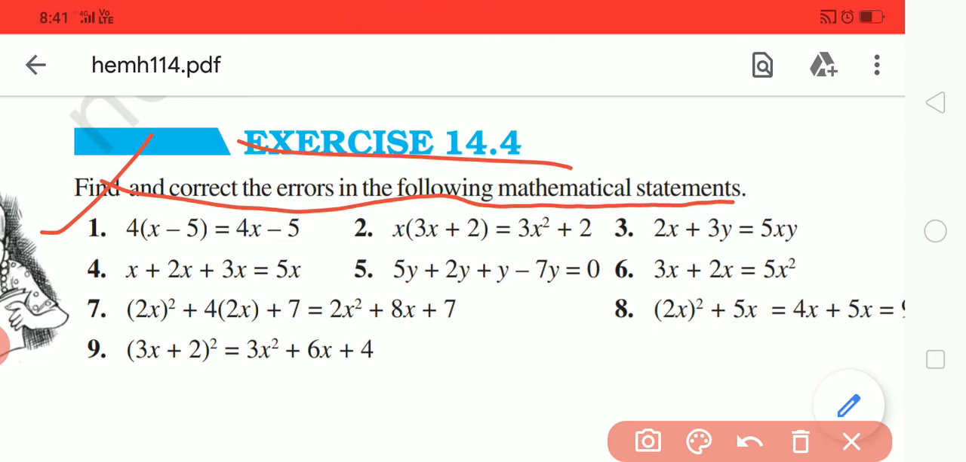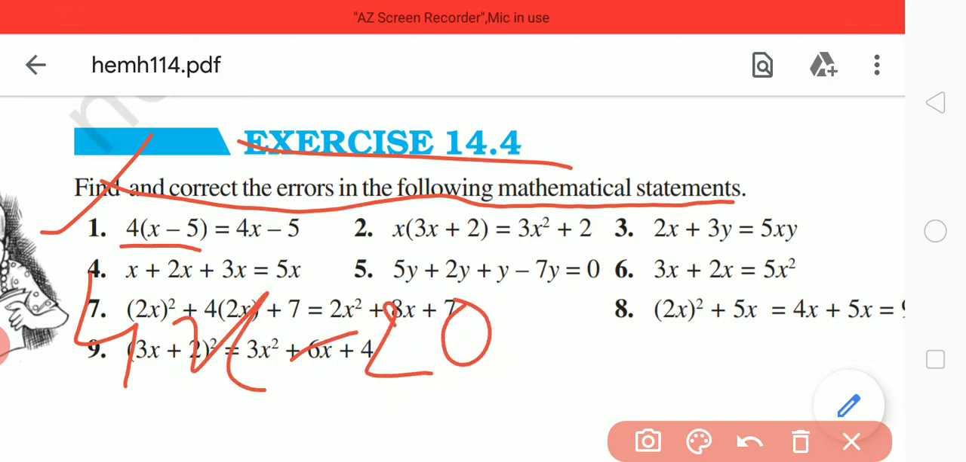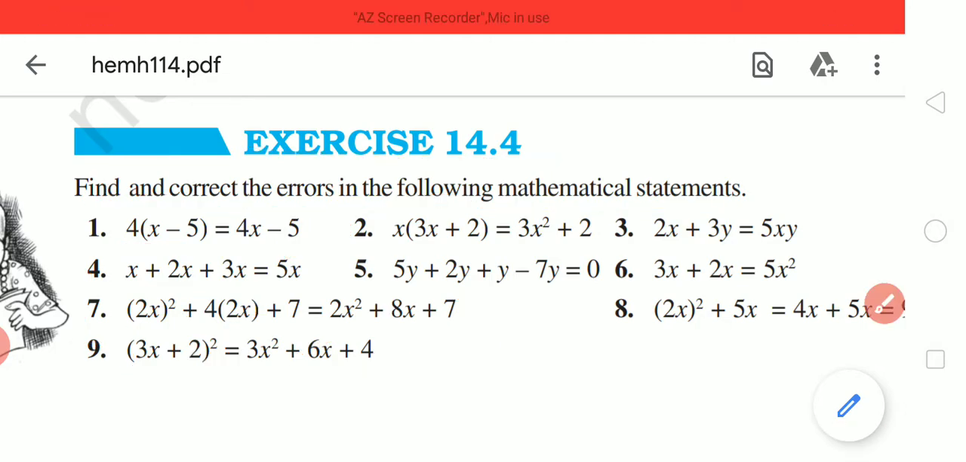So take the first question. On the left hand side, 4 is multiplied with the binomial. What it means is that 4 is multiplied with x and 4 is multiplied with minus 5 also. So you will get 4x minus 4 fives are 20. But here we have been given minus 5. This is incorrect. So this is the correction here. So there must be 20, right? Come to the second part.